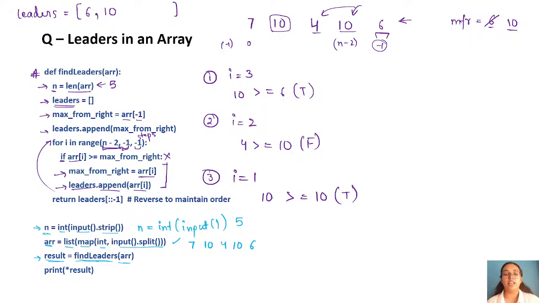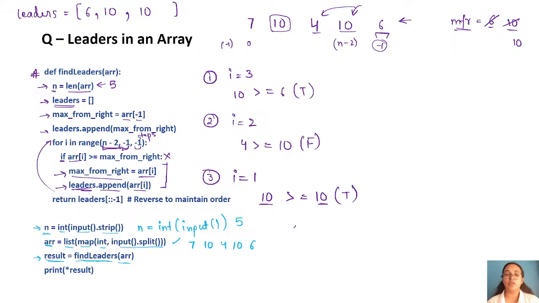That's it, right? So because this new 10, the second value 10, is greater than or equal to the maximum from right, we will go inside this particular if condition, and max from right will be updated with the new value 10, right? Now once that is done, in my leaders list I have to append this 10. So 10 is going to be appended in here.